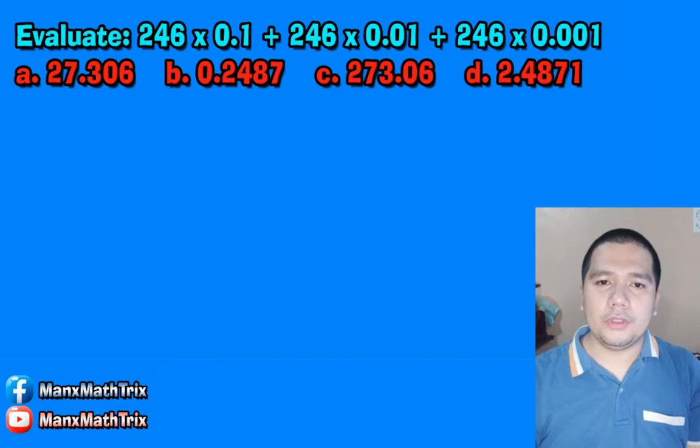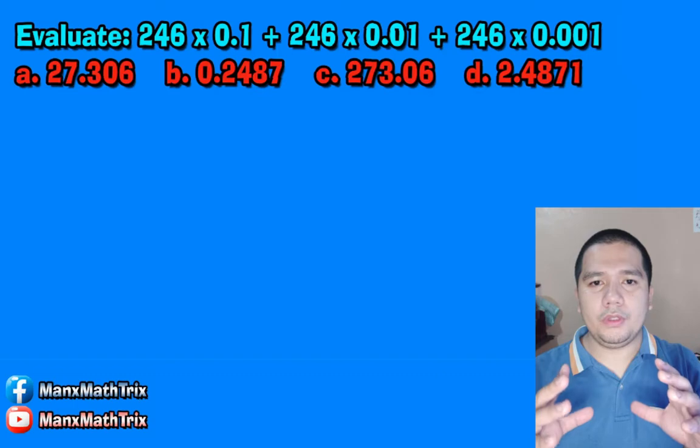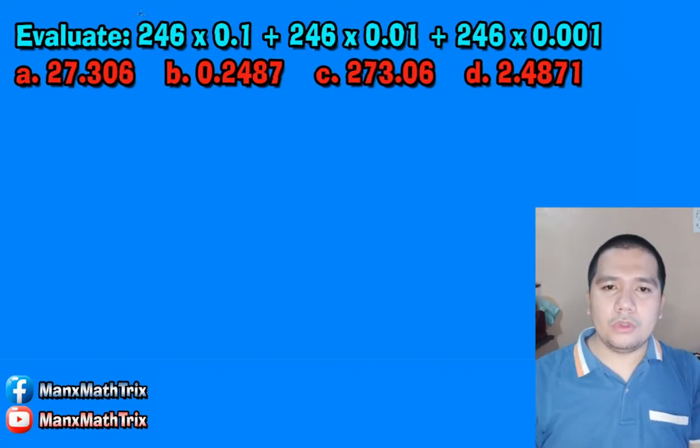Evaluate 246 times 0.1 plus 246 times 0.01 plus 246 times 0.001. So ang una nating dapat i-consider dito is ang PEMDAS rule. Lagyan muna natin ng open and close parenthesis yung mga products. So lagyan natin ng open and close parenthesis ang 246 times 0.1 and then yung 246 times 0.01 and then last yung 246 times 0.001.